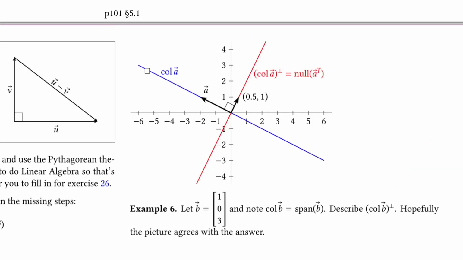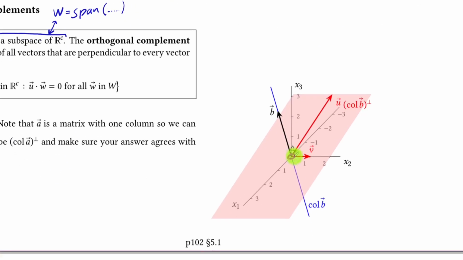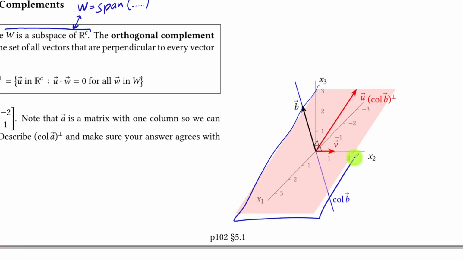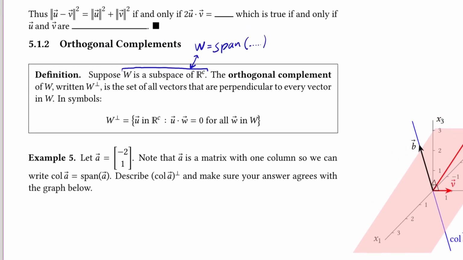So a line that goes through the origin is a subspace. All of R2 is also a subspace. The set containing just the zero vector is a subspace. Planes through the origin are subspaces. So that's what we're talking about here. Now let's get to this definition.